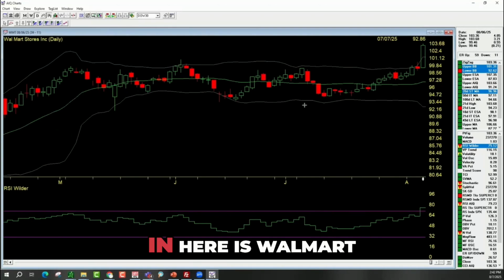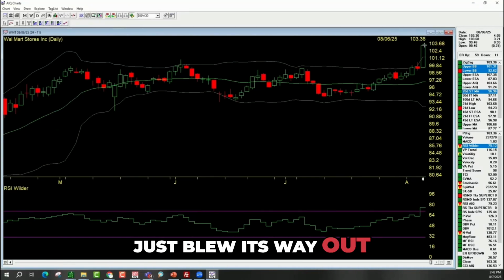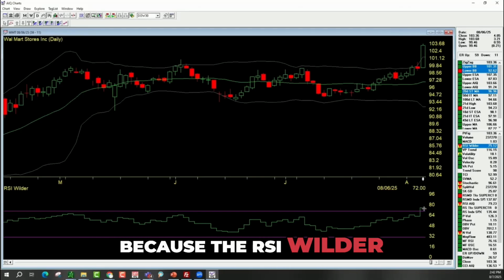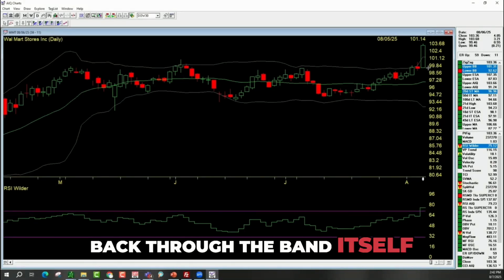The very last one in here is Walmart. Great blowout to the upside here, just blew its way out. This is one to keep an eye on because the RSI Wilder is in overbought territory. So if this cuts back through the band itself, it could be a good shorting opportunity.